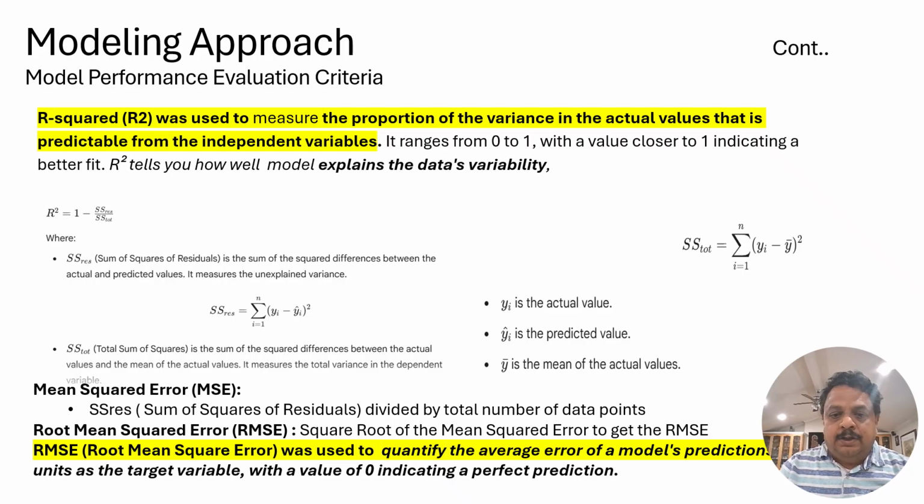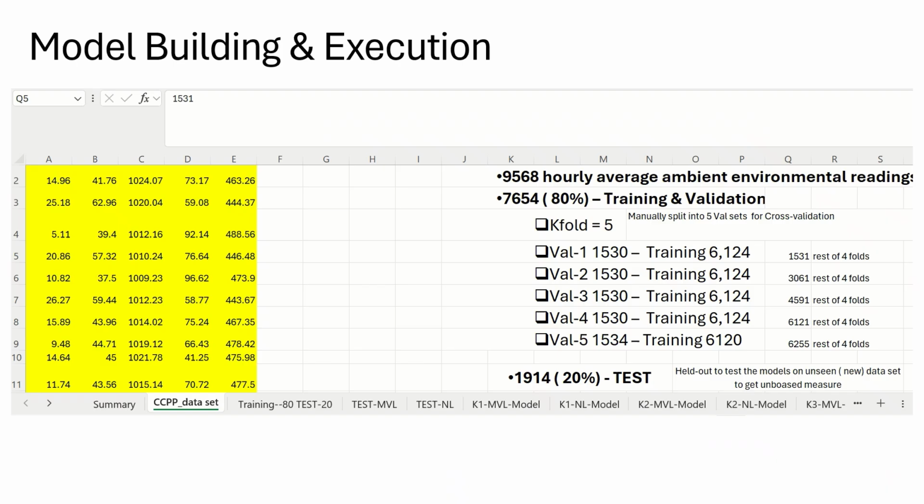The R squared was used to measure the proportion of the variance in the actual values that is predictable from the independent variables, and root mean square error was used to quantify the average error of the model's predictions.